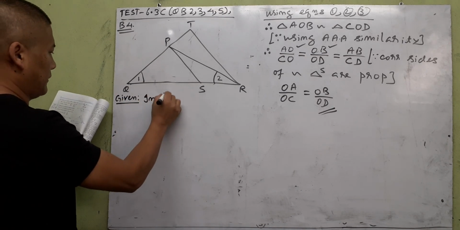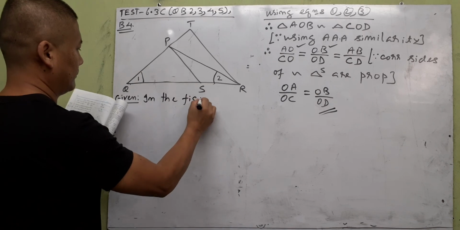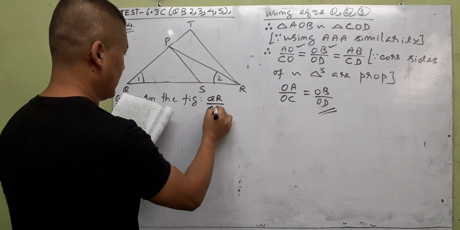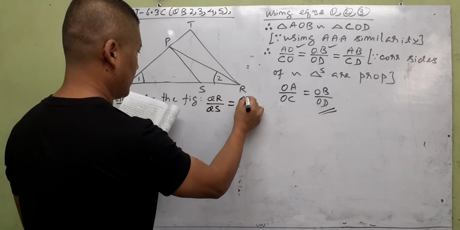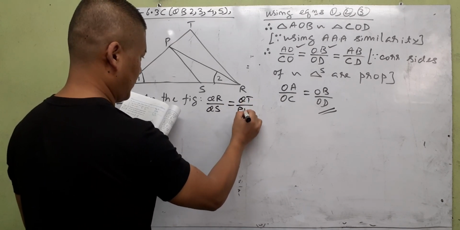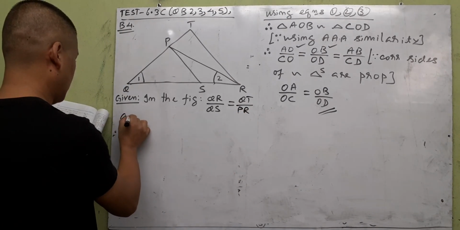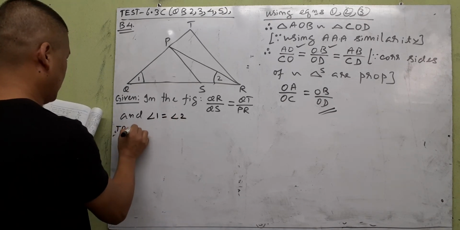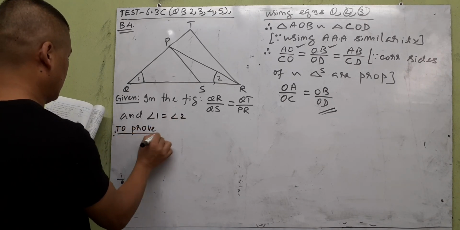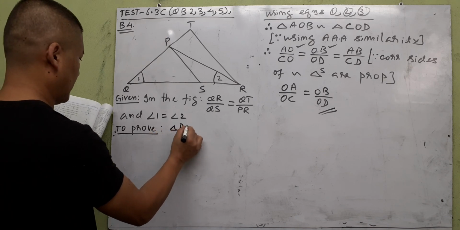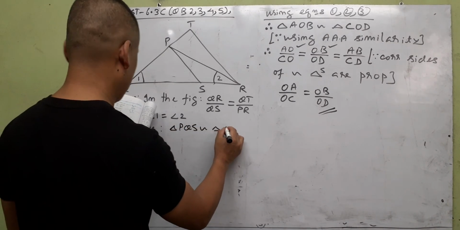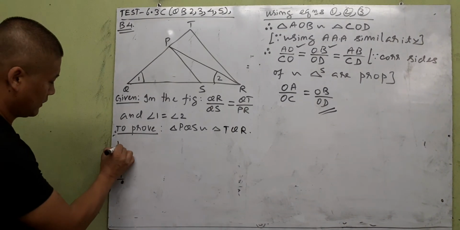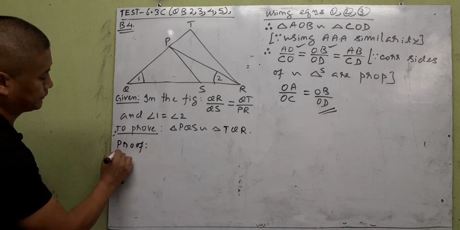in the figure, QR by QS is equal to QT by PR, and angle 1 is equal to angle 2. We have to prove or to show basically triangle PQS similar to triangle TQR. Okay, so how do we do this? Let's prove it. Proof is here.